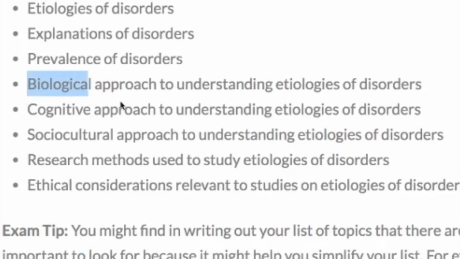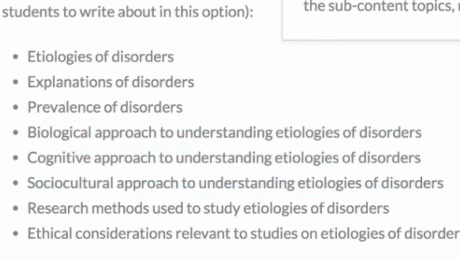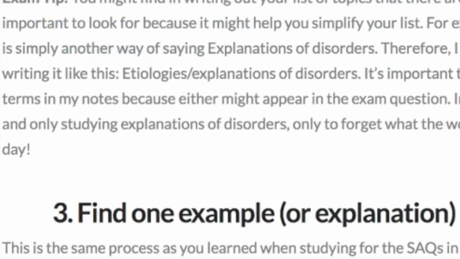Actually, they could ask about one of the 3 approaches in relation to that particular topic. So we have to add the biological, cognitive, social, cultural approach. And in fact, you might have to ask about 2. They might say, discuss the biological approach and the cognitive approach in relation to the etiologies of abnormal psychology. Again, also in relation to the topic, they might ask you about research methods. They might ask you about ethical considerations.